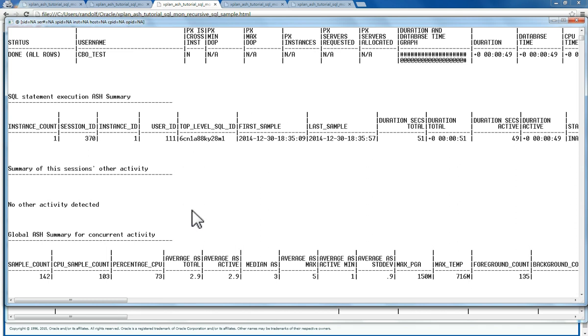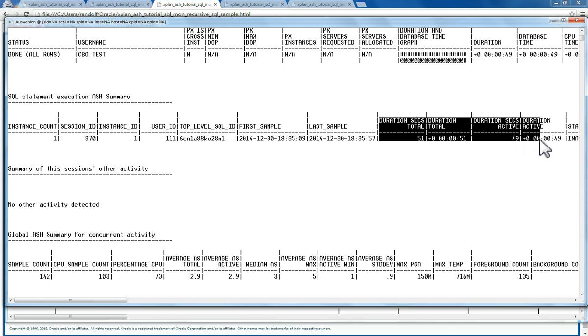Before I continue the walkthrough of the Explain-Ash output, I would like to make another attempt at explaining something that I have already tried to explain in the previous parts, but maybe haven't made that obvious. What I'm talking about is the difference between these figures that you see in many different places in the Explain-Ash output, which are called something like total and active. For example, this duration seconds total and duration seconds active.